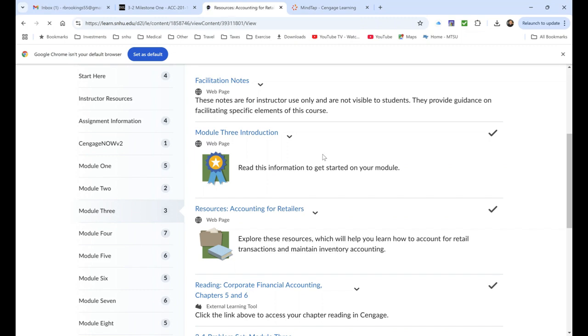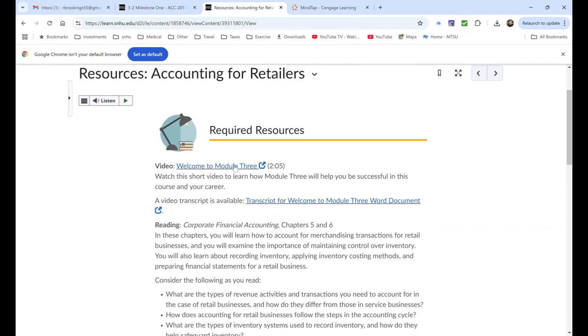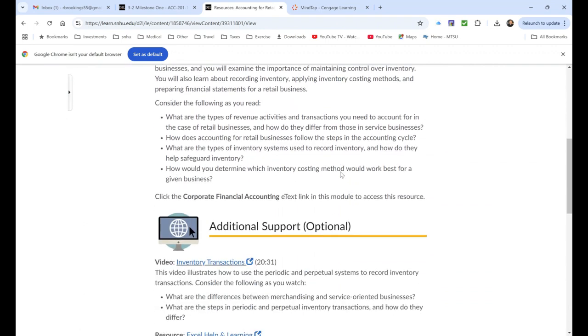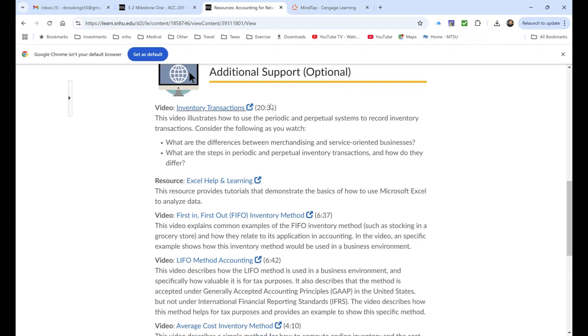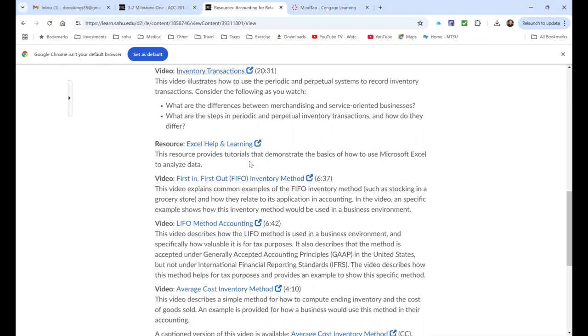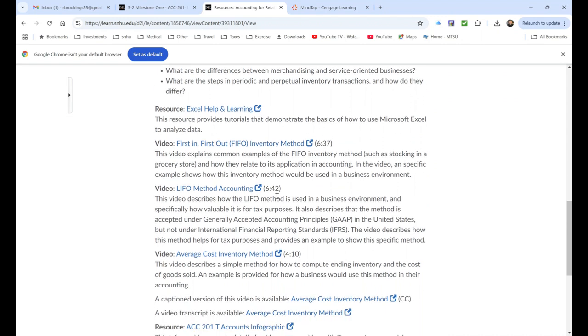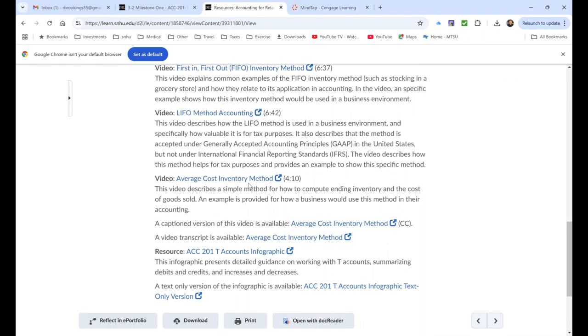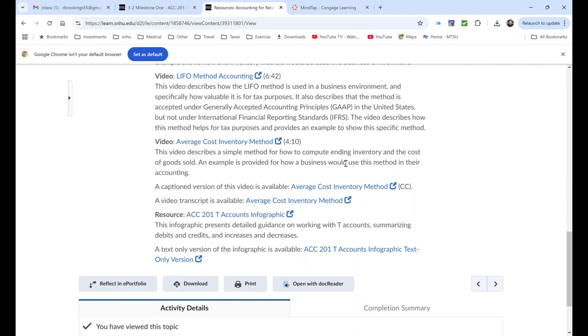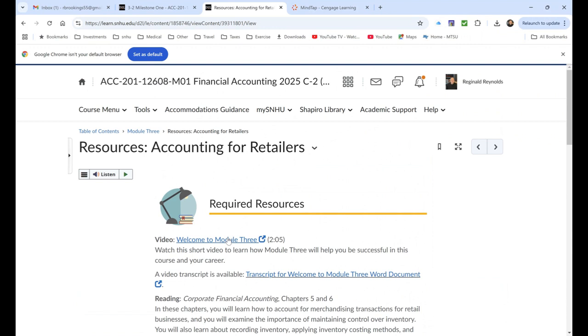Let's look at the resources. There are a lot of good resources this week. Okay, there's the introduction of Module 3. There's inventory transactions. This one's a little long, but still, it will give you a pretty good overview. You've got first in, first out. That's about 6 minutes. LIFO, average cost inventory method. So all of these will give you a good idea and will help reinforce what you learned from the text. So I would utilize these resources. It will help you understand the material much better.